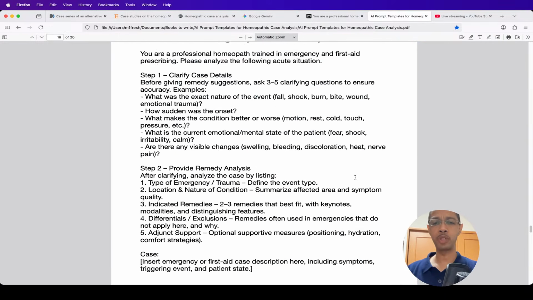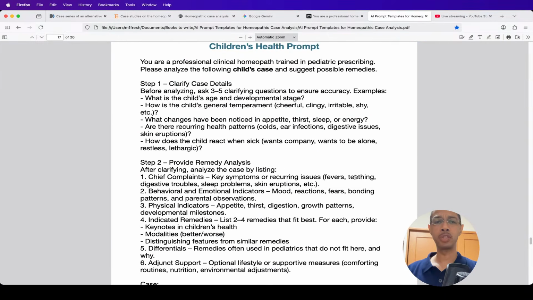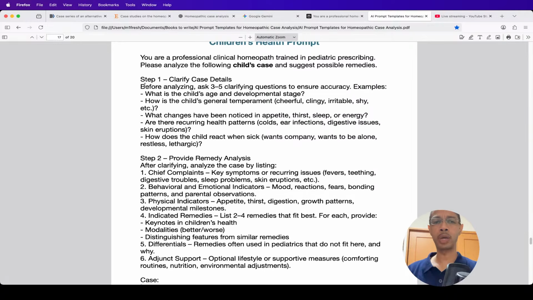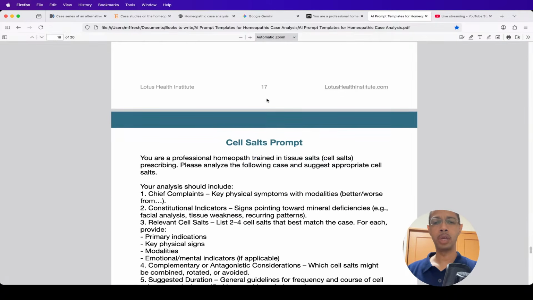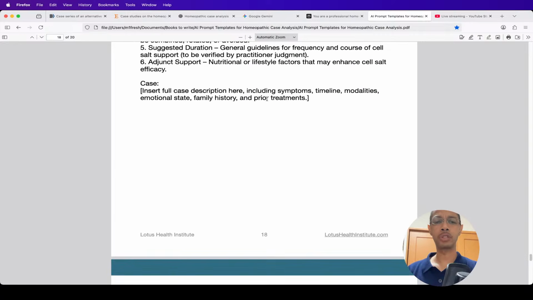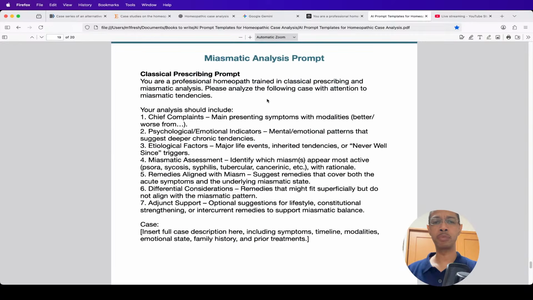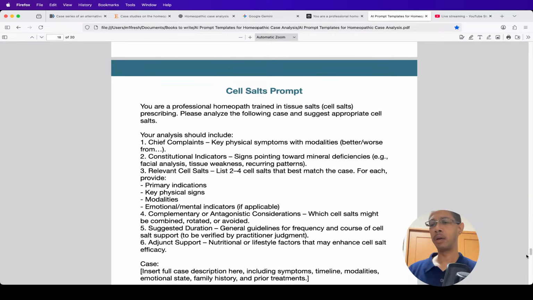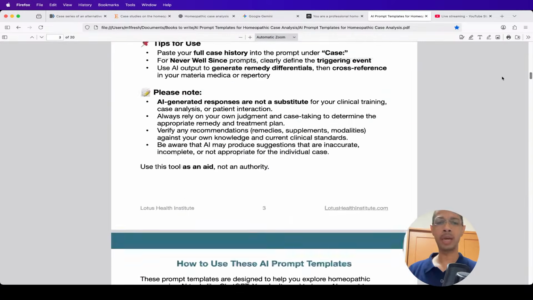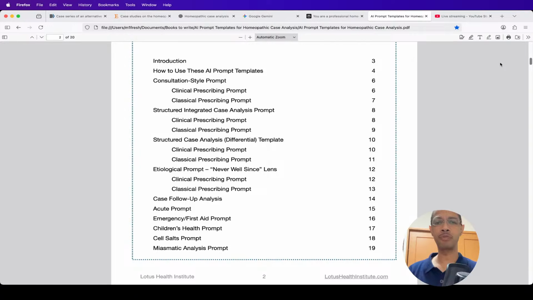But you can see, as an example, just what some of the output looks like from some of these prompts. And again, we have an emergency prompt, a children's healthcare prompt. This one will also ask you clarifying questions. Something for cell salts, and then a miasm prompt that asks for chief complaints, psychological, emotional indicators, etiological, miasmic assessment, remedies aligned with the miasm, differentials, and then adjunct support as well. So all of those are inside this prompt pack, and this is available right now on the lotushealthinstitute.com store.